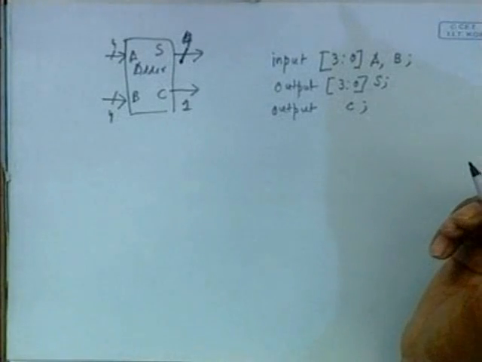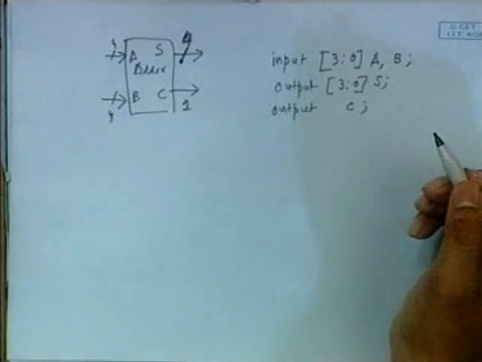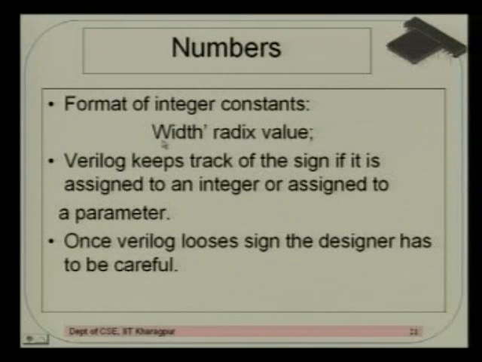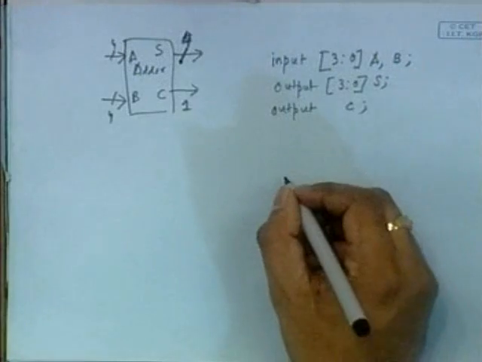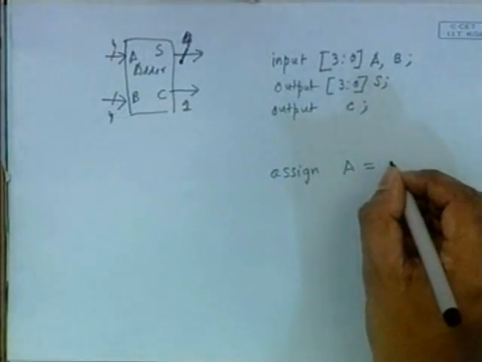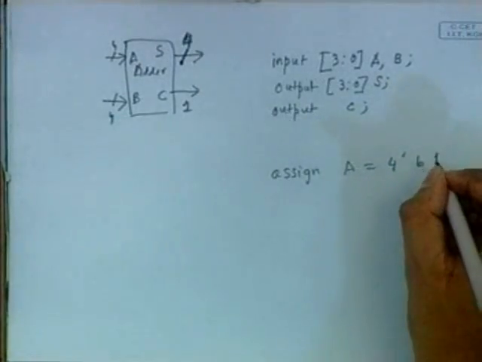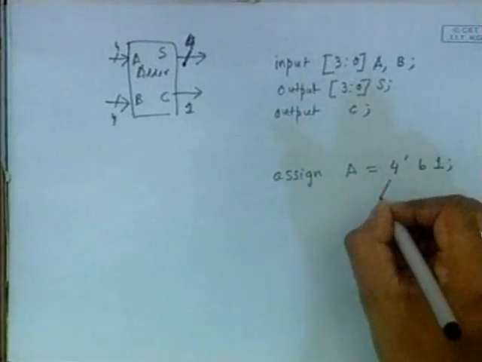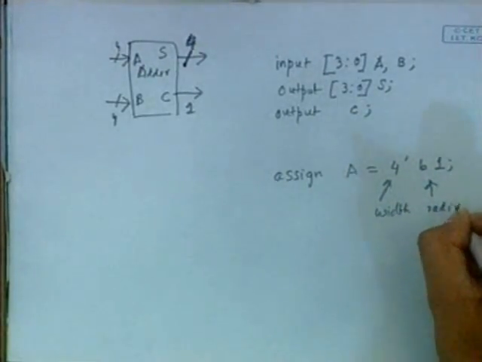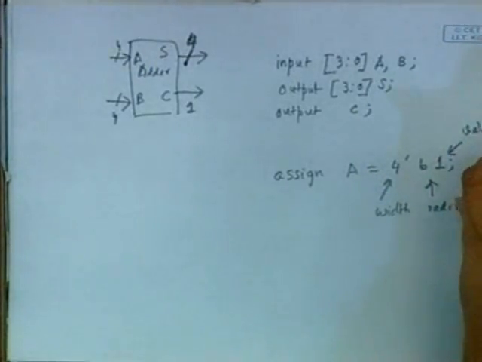So C, if you write in this fashion, implicitly means 1 bit. That is the way it is being declared. If you see the slide, what is written is that first you have to write the width, followed by the corresponding radix value. So if I would like to assign a value to A, for example, then I would write assign A = 4'b1, for example. If you observe, this is the width, this is the radix, and this is the value.